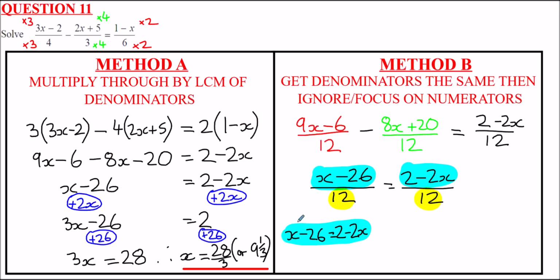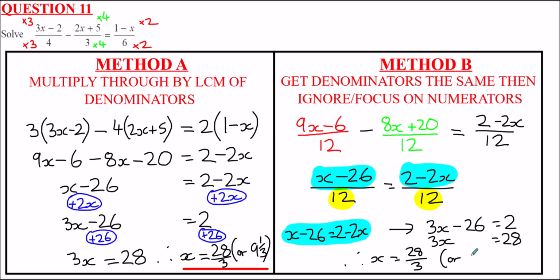So if we add 2x to both sides, we'd get 3x minus 26 equals 2. Add 26 to both sides, 3x must be 2 plus 26, which is 28. Therefore, x must be 28 over 3, like before. Or like before, we can give it as a mixed number and say it's 9 1/3. So whichever method you prefer, use the way that makes more sense to you.